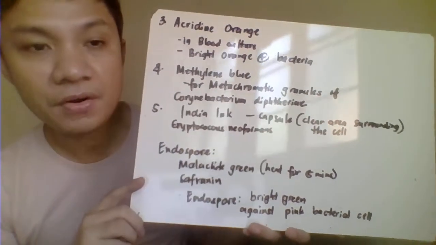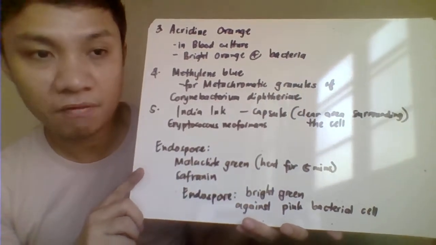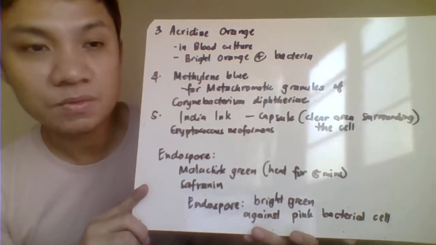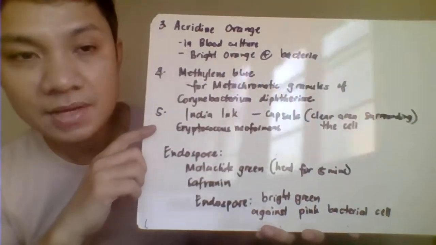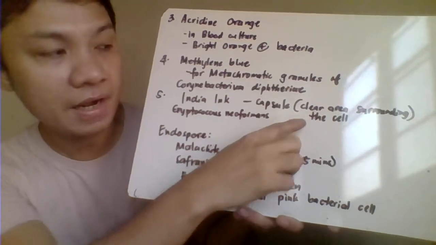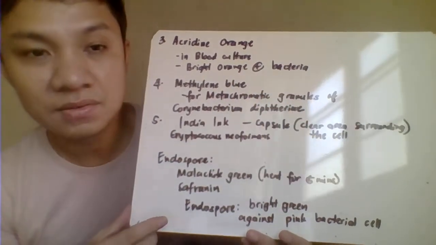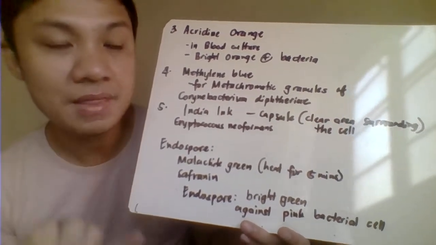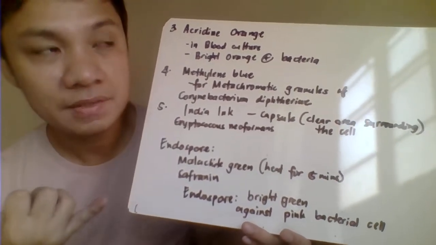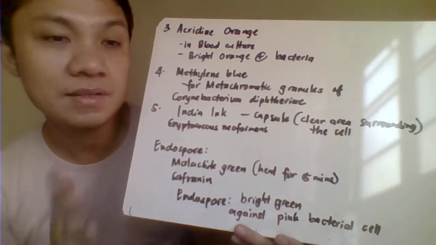Another one, we have your methylene blue. Methylene blue is the stain used for identification of the metachromatic granules of your Corynebacterium diphtheriae. India ink is a stain for the presence of a capsule. So we have Cryptococcus neoformans. You could also have bacteria with a capsule. We have Bacillus anthracis, Streptococcus pneumoniae, and Klebsiella pneumoniae. We have discussed this already.